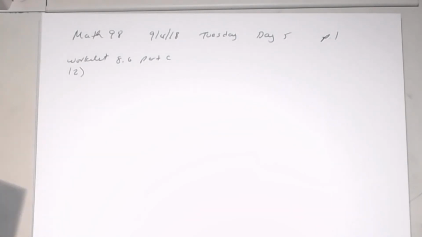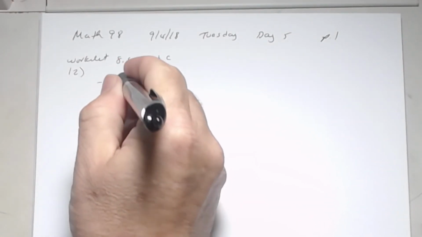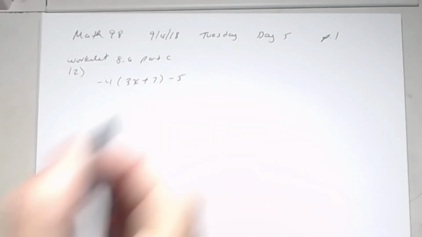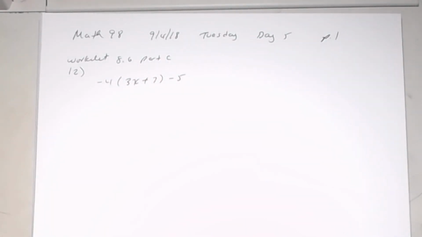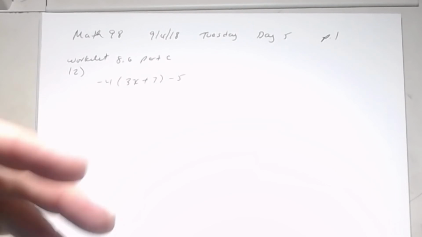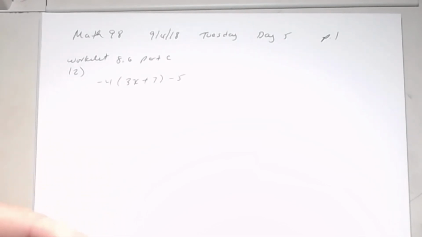All right, so number 12, you had this. You had negative 4 times 3x plus 7 minus 5. And the direction says use a distributive property. Now, at some point, the directions won't tell you to use a distributive property. You have to know that you have to use it here. Why? You want to get rid of the parentheses. Okay, you want to get rid of the parentheses. So to get rid of the parentheses, you're going to use the distributive property.